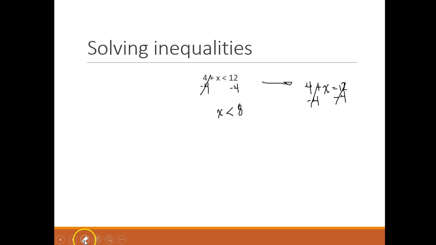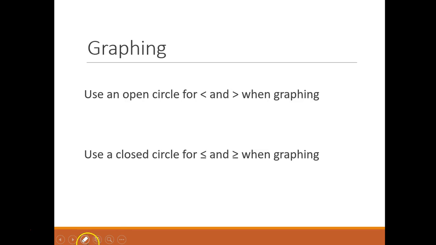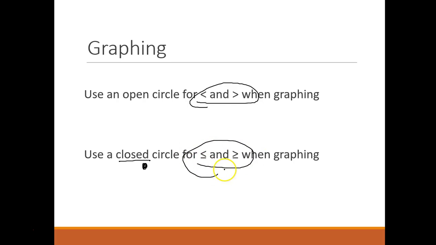Since there's lots of numbers less than 8, we also graph this on a number line. You'll use an open circle when you have less than or greater than, and you'll use the closed, so more like a dot, when you have less than or equal to or greater than or equal to.